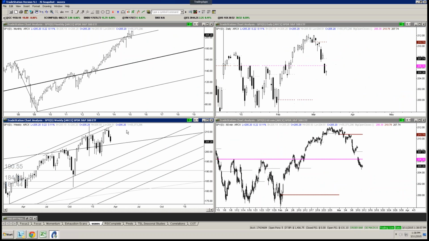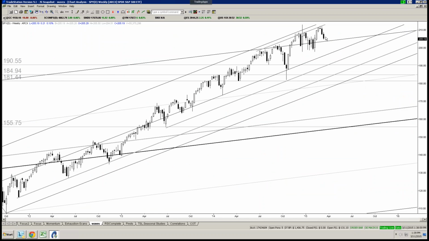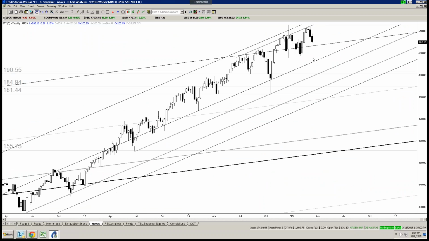Remember, this is the weekly for the S&P 500. Bigger picture, there might not be support until below the February low. Okay.